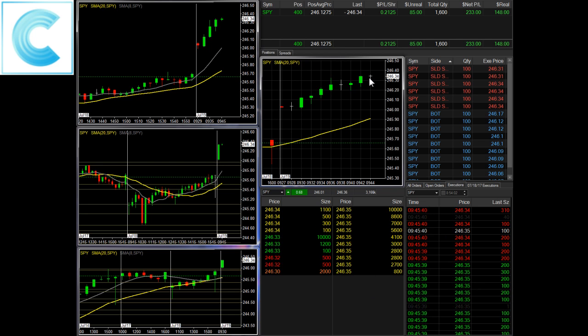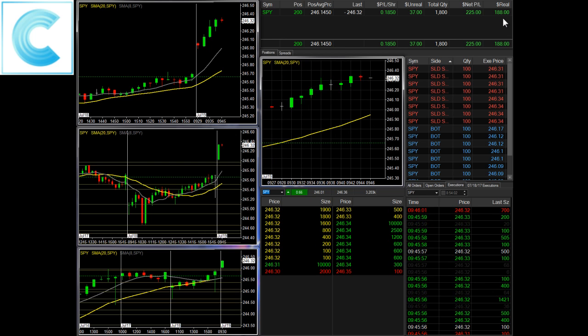All right, so it looks like it's pushing into new highs again. We have 1, 2, 3 bars up. Currently, it's 15 minutes into the trading day. Alrighty, so we're getting a little bit of a red bar here. I'm going to take another 200 shares off the table. My realized profit for the first basically 16 minutes is $188. My unrealized profit is 37 at the moment.